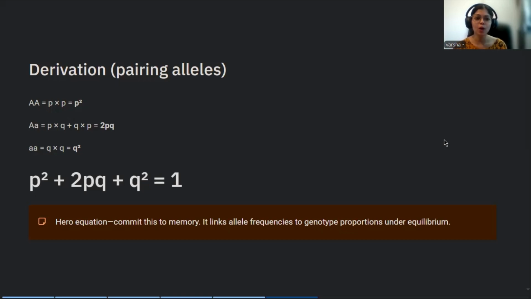If you still have a problem with how this A and A come about, in a diploid organism there are always two alleles per gene or per character, and that's how this P into P, or AA, or P square comes into existence. So this states that P square plus 2PQ plus Q square is equal to 1. All the frequencies of genotypes, recessive, dominant, heterozygous, always add up to 1.